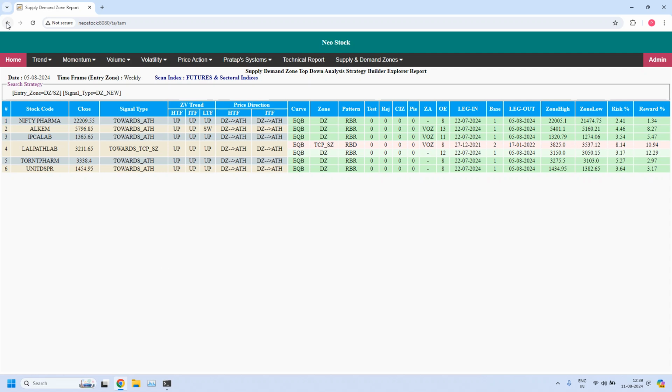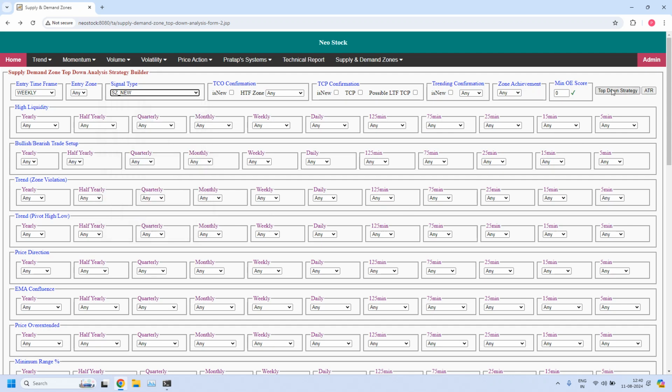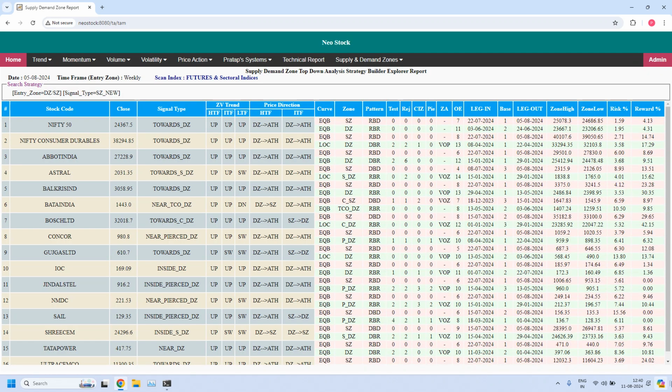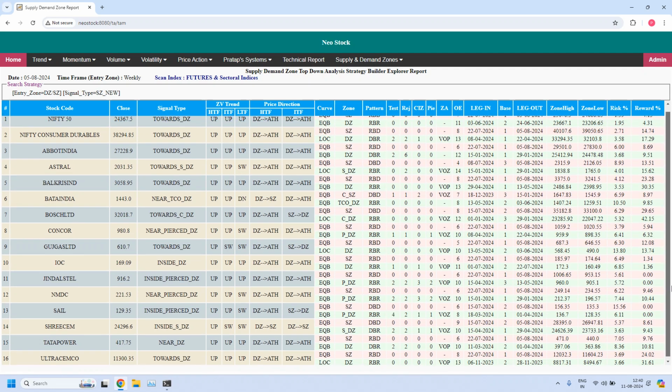Now let's find the next report for the weekly time frame. Let us find the stocks having newly created weekly supply zones. So a good number of weekly supply zones are created. Even in Nifty 50, a new supply zone is created during this week. So in total, 16 stocks have newly created supply zones.